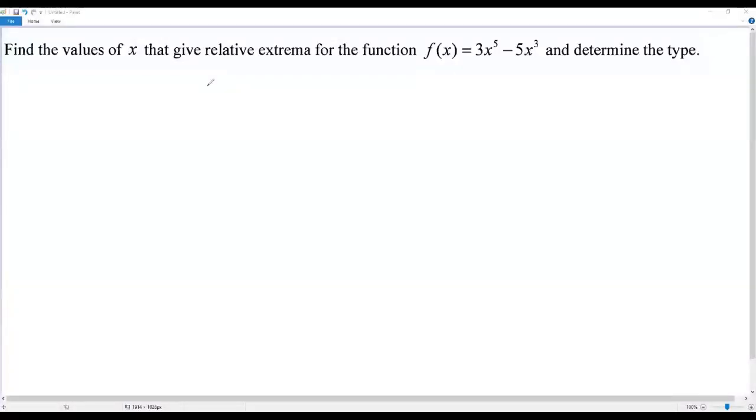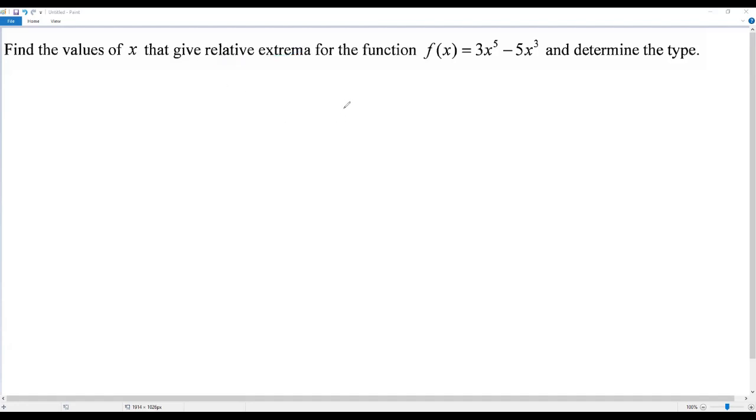Here we have an AP Calculus AB problem. Okay, let's go with the information. Find the values of x that give relative extrema for the function f(x) = 3x^5 - 5x^3 and determine the type. So relative extrema means a local maximum or local minimum.